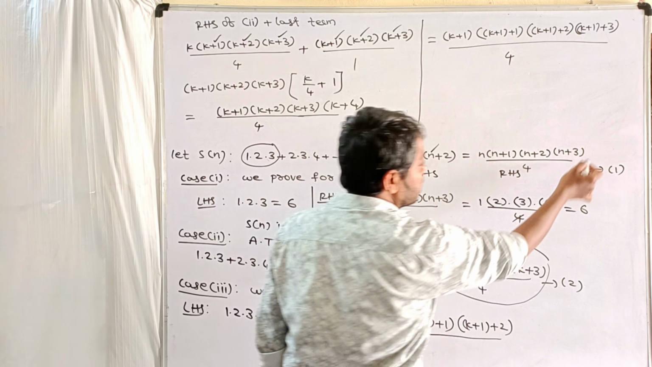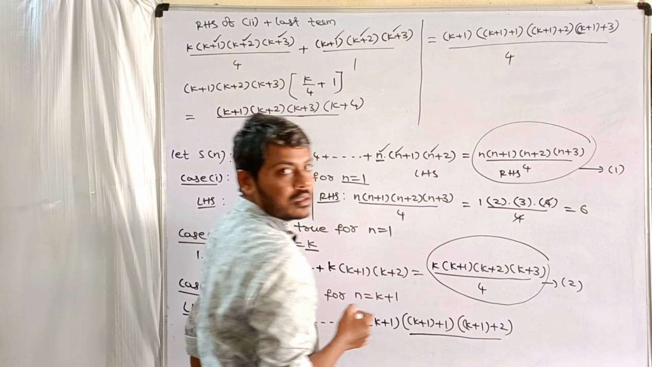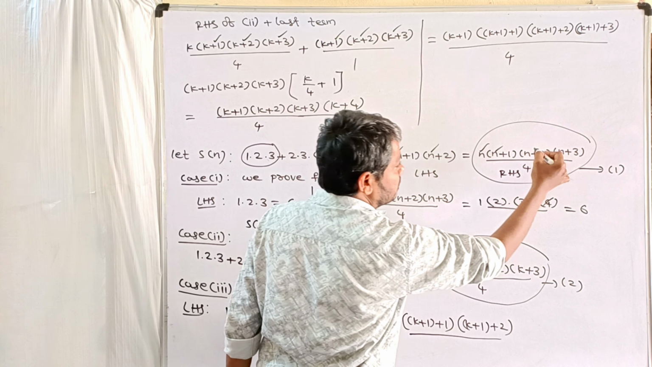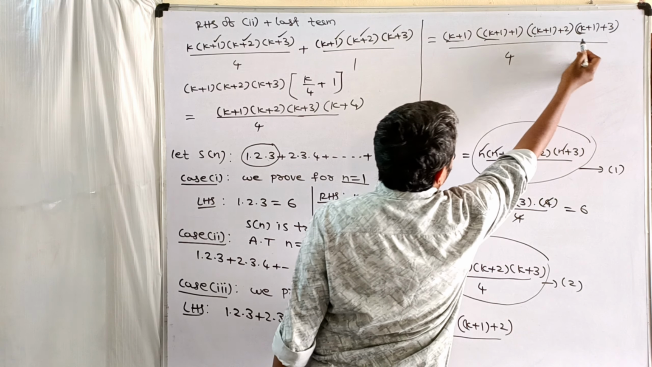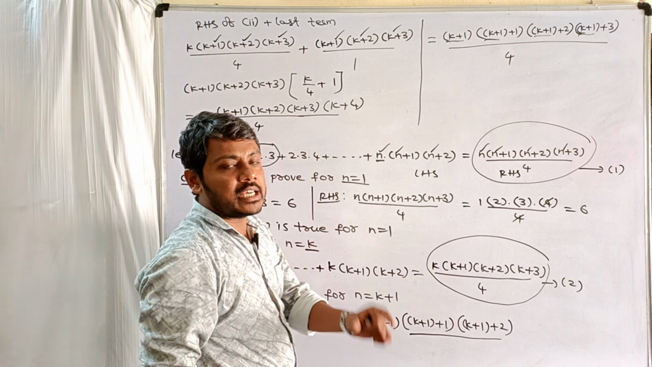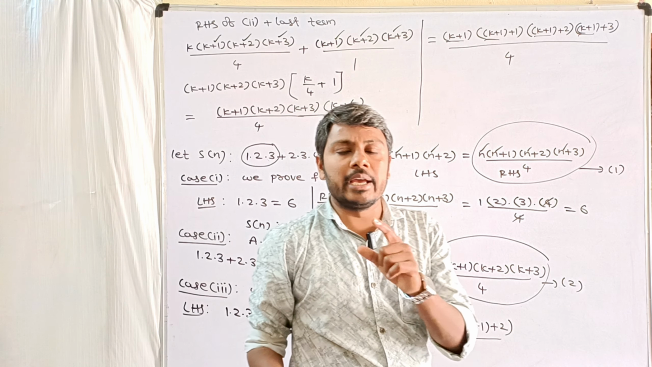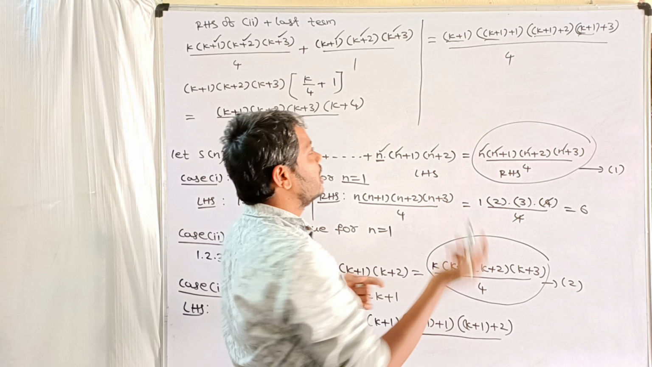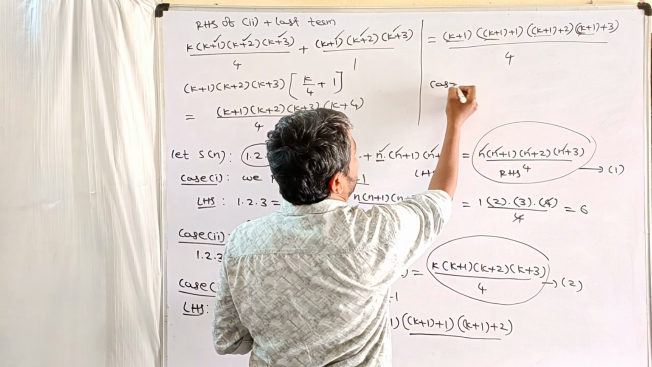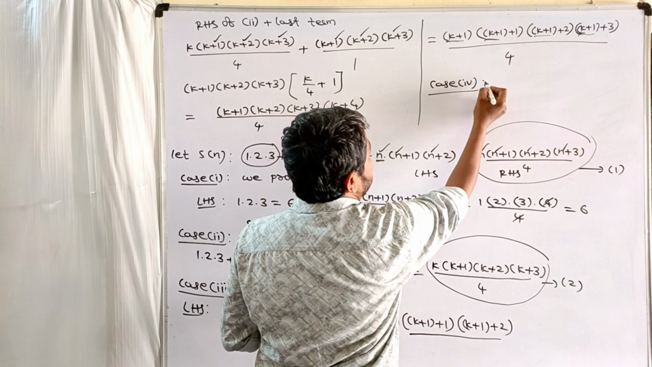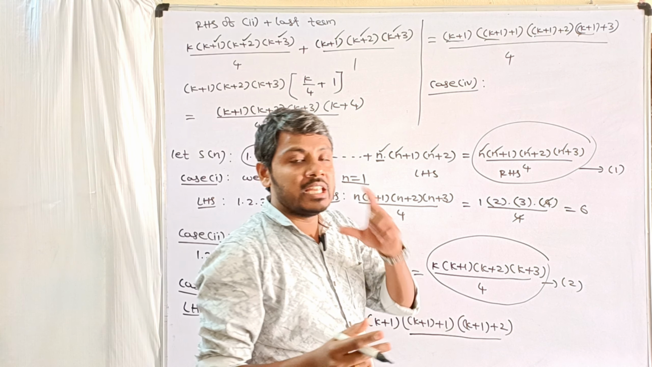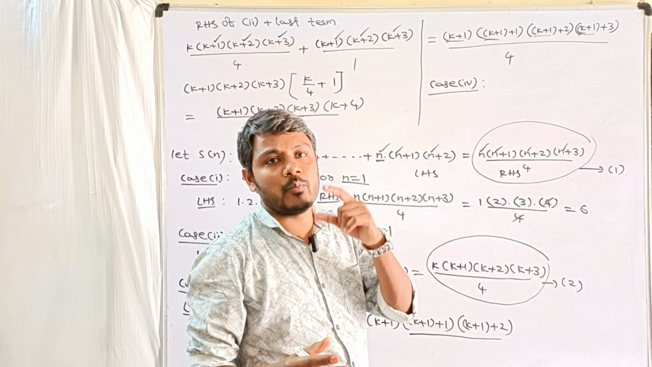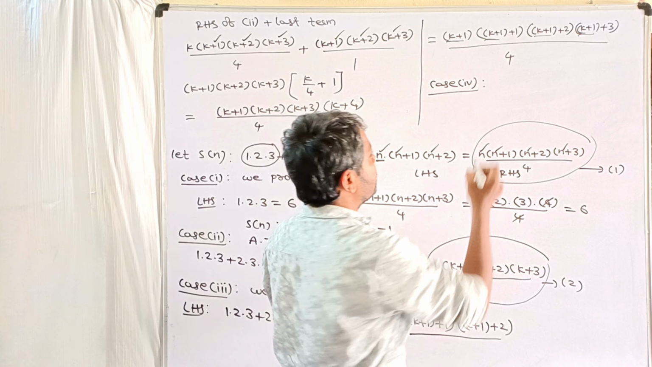So once you observe the RHS, what did you get? In place of n, observe here, in place of n what? k plus 1. So we can say that the given statement is true for n equals k plus 1, and write case 4. So what is case 4? By principle of mathematical induction, the given statement is true for positive integers.